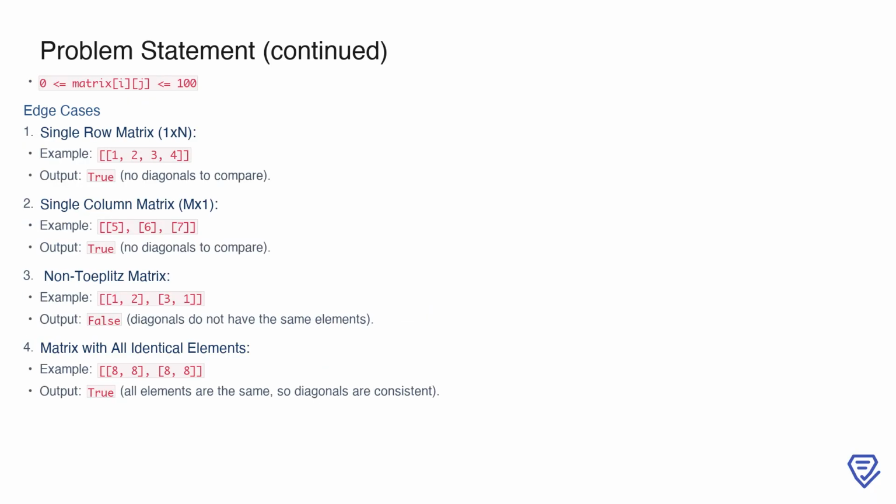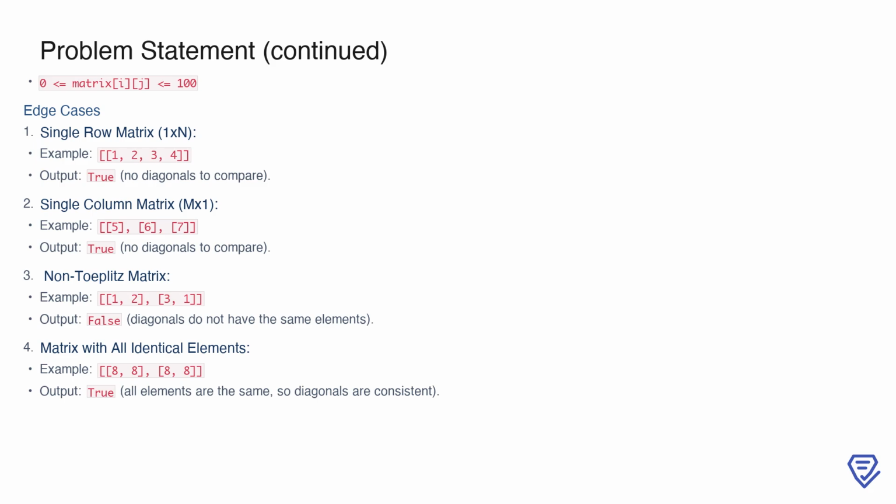Finally, let's discuss some edge cases. For a single-row matrix, like 1, 2, 3, 4, there are no diagonals to compare, so it always qualifies as a Toeplitz matrix, and the output is true. Similarly, for a single-column matrix, such as 5, 6, 7, the same logic applies, and the output is true. On the other hand, a matrix like 1, 2, 3, 1 does not satisfy the Toeplitz condition because its diagonals are inconsistent, so the output is false.